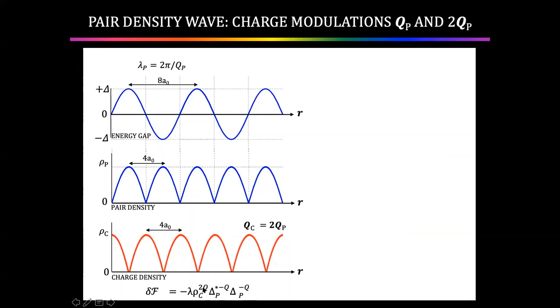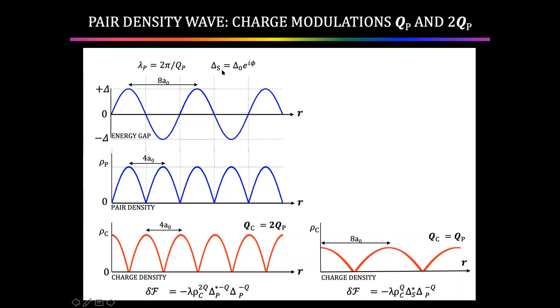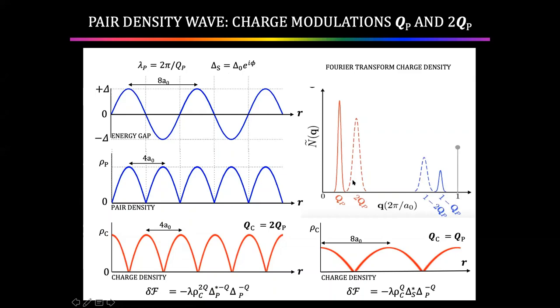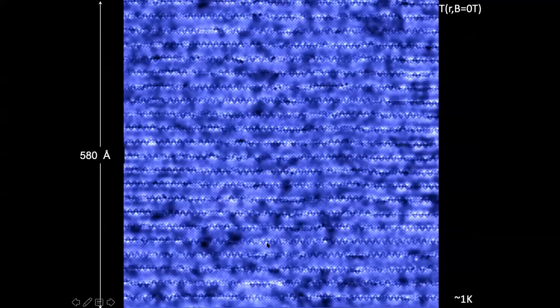That's a fact. Now, if this pair density wave coexists with a superconductor, there's another possibility. You can take the product of the superconducting order parameter and the pair density wave, the product of this and that, and it produces a modulation at 1q. So there should be 2 charge modulations, one of them at the periodicity of the pair density wave and the other at twice its q vector. So there should be 2 peaks in the Fourier transform of the charge density. That's the bottom line. That's what Daniel Achterberg predicted.